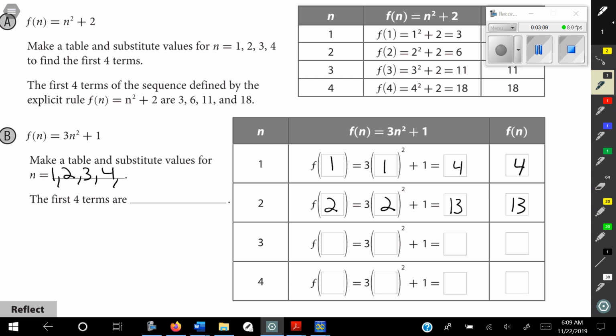All right, on number 3, we're going to plug in 3. And we have 3 squared, which is 9, and then 9 times 3 is 27. And then 27 plus 1 is 28. All right, next we'll plug in 4. And 4 squared is 16. And then 16 times 3 is 48. And then 48 plus 1 is 49.